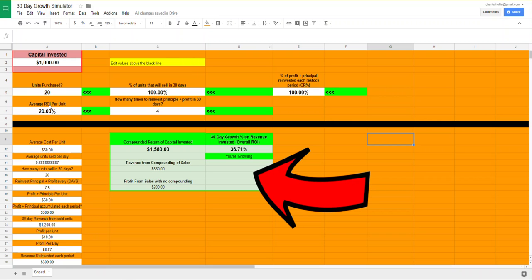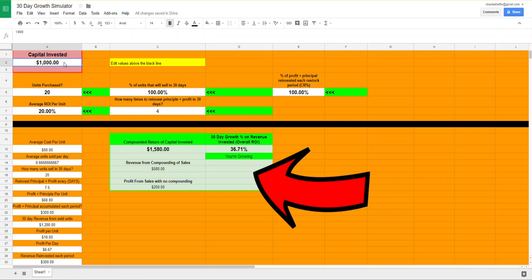So there are 6 fields above the black line here that you can edit, and whatever you edit up here affects all the numbers down here at the bottom, which you cannot edit. Everything down below the black line is your results that you see. So let's play with some numbers here.